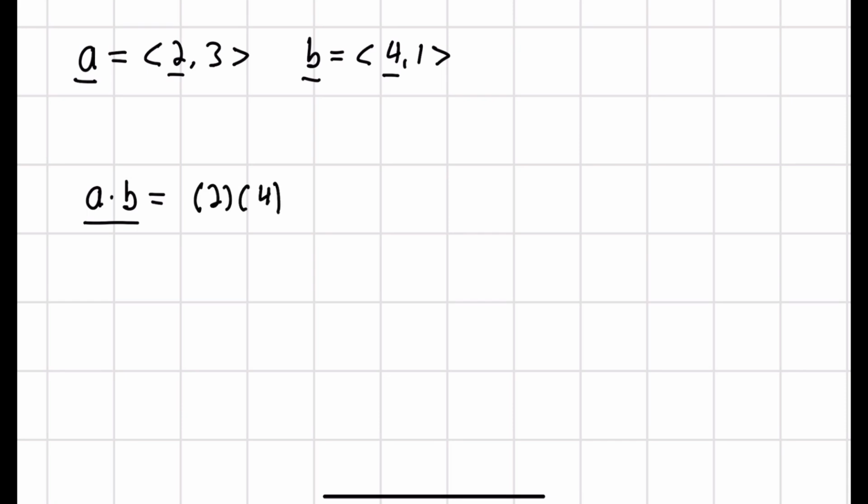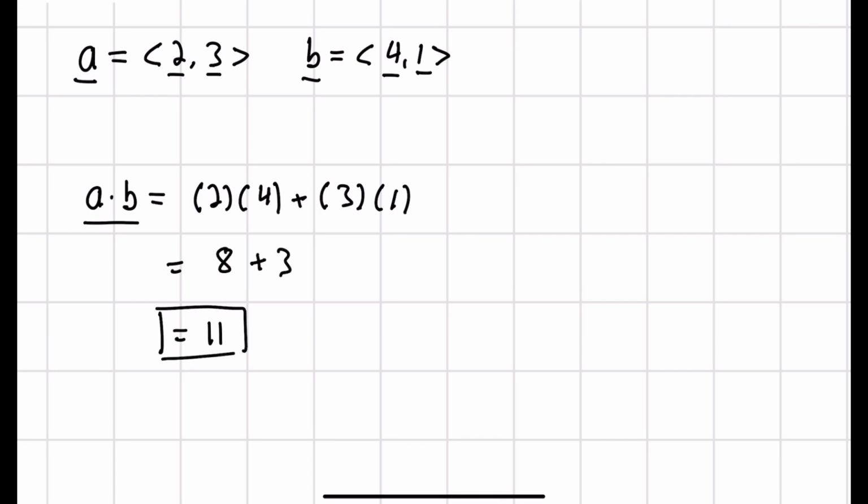So we have 2 times 4 plus the second element of vector A and the second element of vector B and multiply them together. So we have 3 times 1, which is equal to 8 plus 3, which is equal to 11. So 11 is the dot product of vectors A and B. But what does this mean?